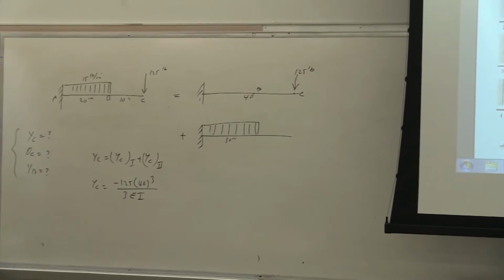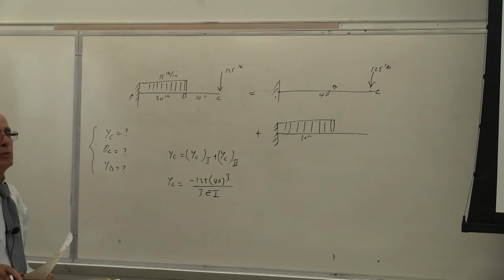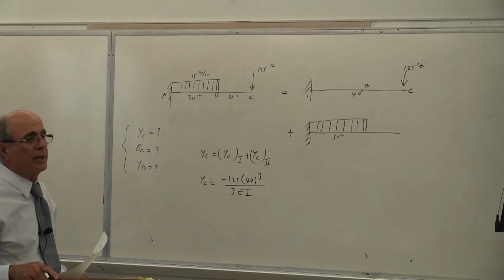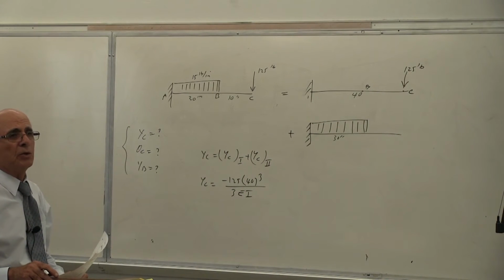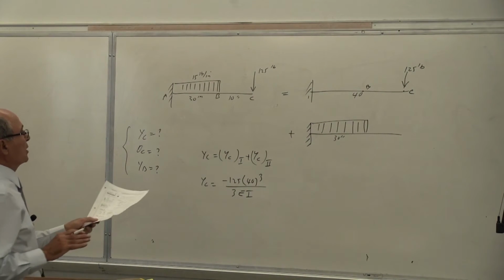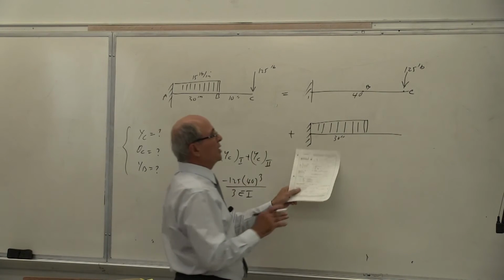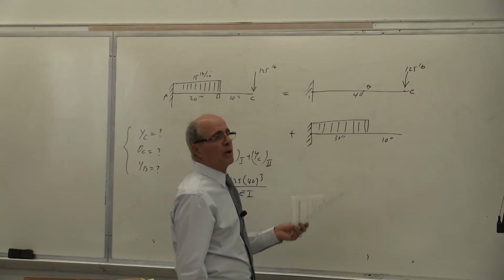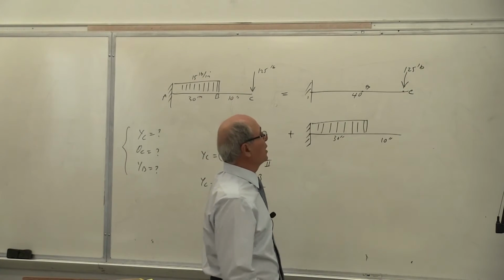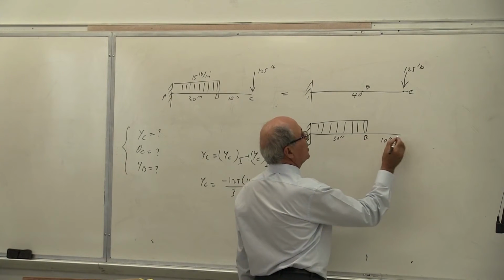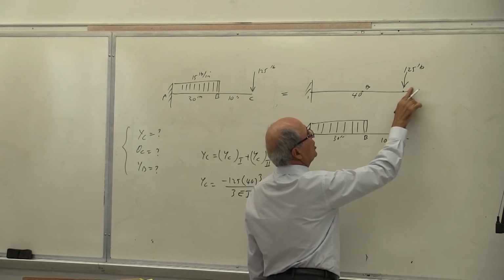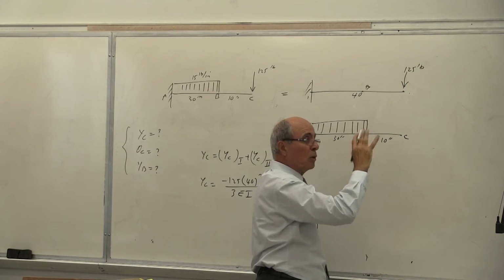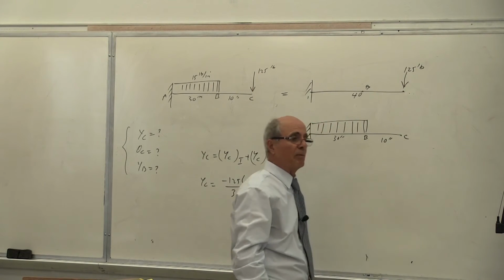Now we come to the reason I'm doing this problem. Now we come to what? Part 2. This is the beam I have. This is 30 inches, and this is 10 inches. Yes or no? This is point B. This is point C. I suggest you always draw your beam. Don't do it in your head. That's the cause of mistakes.